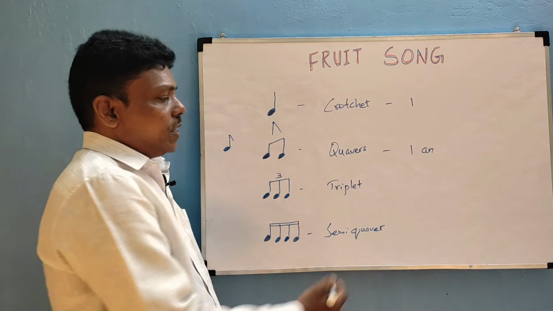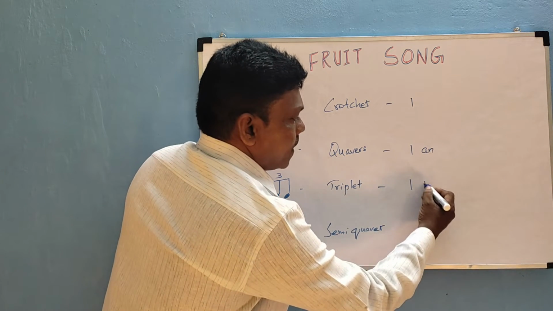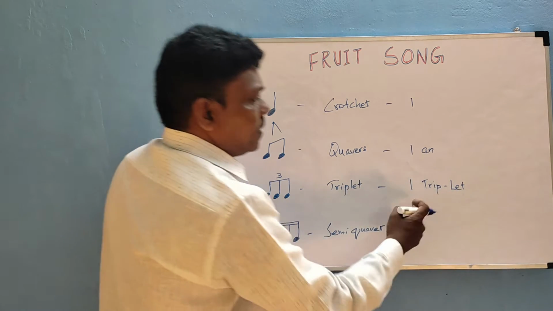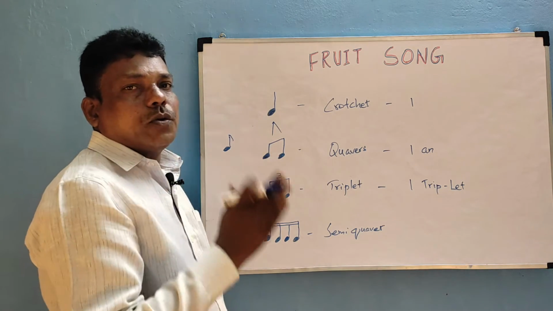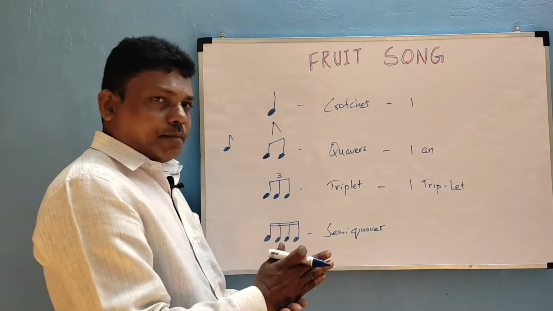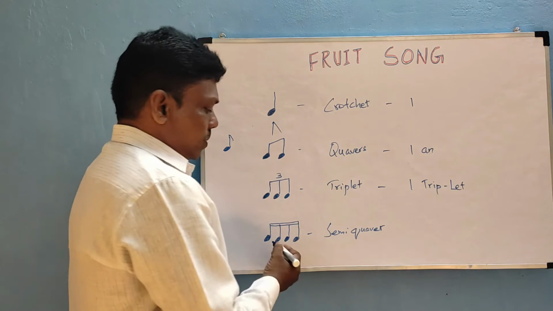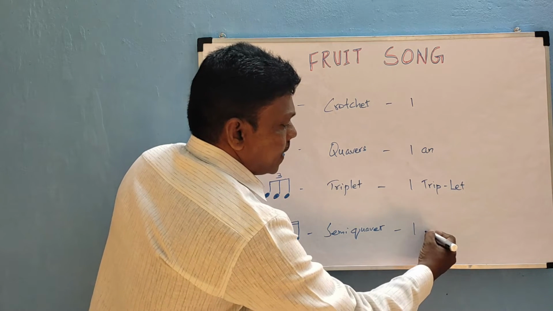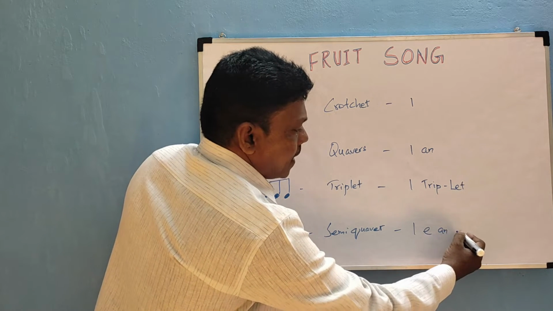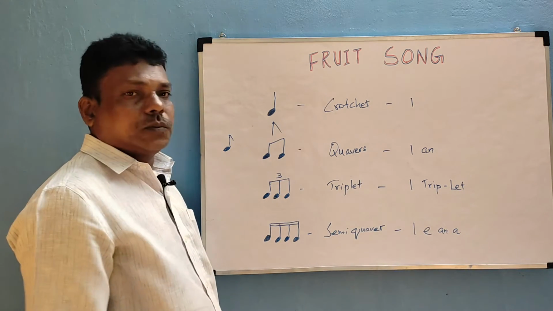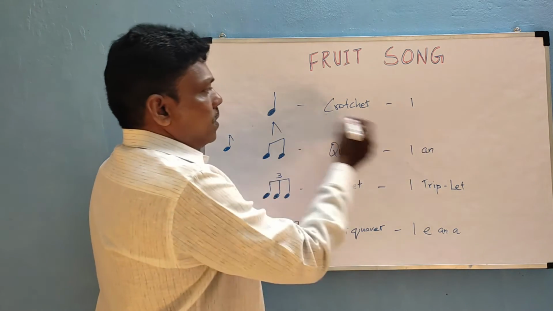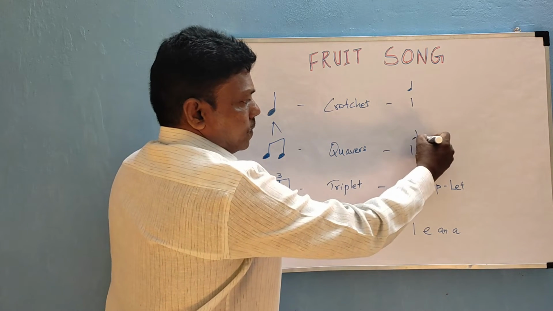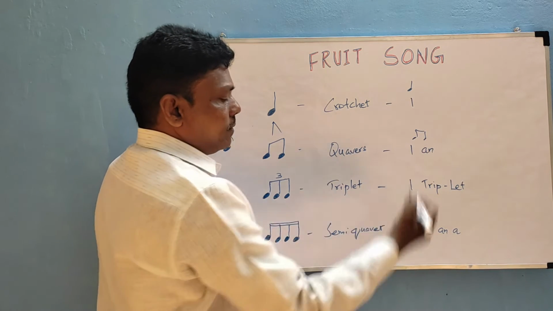So for triplets, we'll count like 1 triplet. These 3 words you have to pronounce in one single beat. 1 triplet, 1 triplet, like that. So here for semiquavers, we'll be pronouncing it like 1 E and A. Got it? So this will be a crotchet. This is 2 quavers, 1 and.